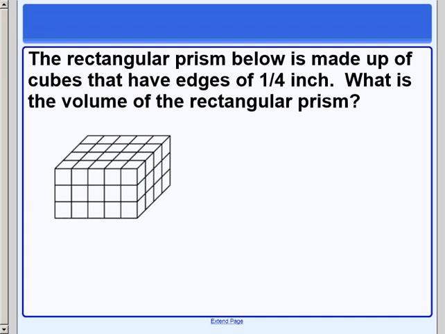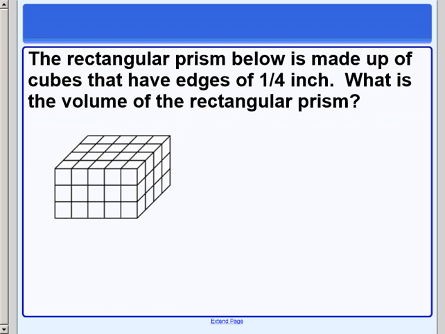Now building on that a little bit, take a look at this problem. The rectangular prism below is made up of cubes that have edges of 1/4 inch. What is the volume of the rectangular prism? Now, when we look at this, we're probably going to be tempted to want to say, well, it's a 5 by 4 by 3. 5 times 4 is 20. 20 times 3 is 60. 60 cubic inches. That's not right because each cube is not 1 whole inch on each side.